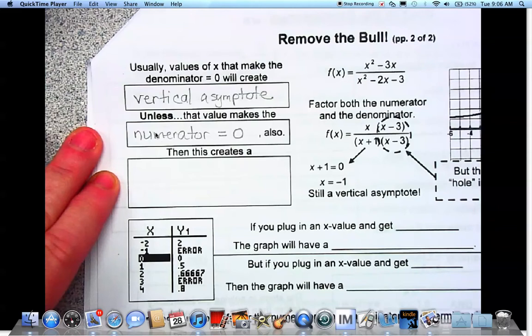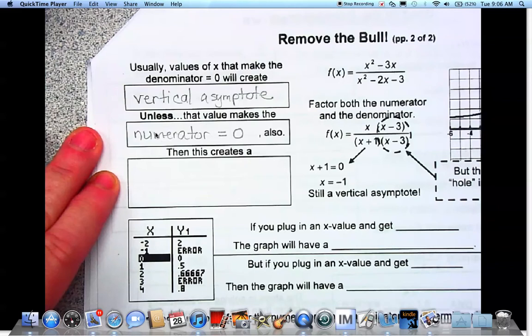All right. A discontinuity is anything in the graph where there's a break. So an asymptote is a discontinuity. A hole is a discontinuity, but an asymptote is not a removable discontinuity. A hole is a removable discontinuity because they cancel out. That's what makes something a hole. We're going to look at this function. They factored the numerator and got x times x minus 3. Factored the denominator and got x plus 1 times x minus 3.